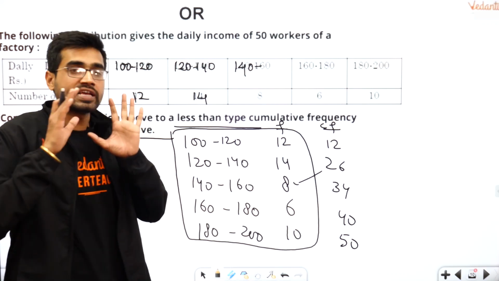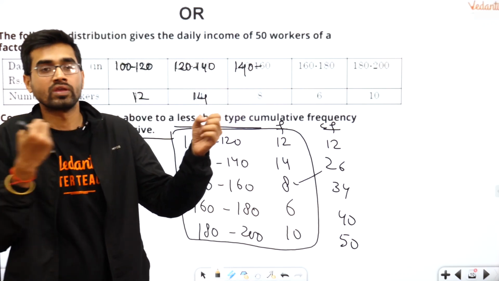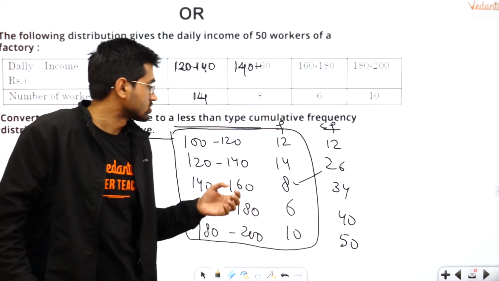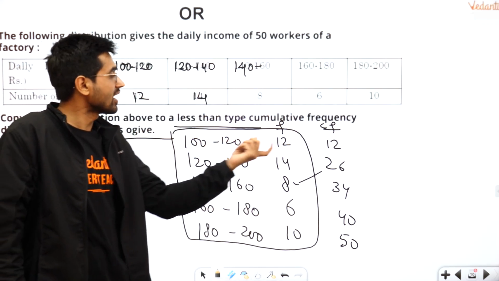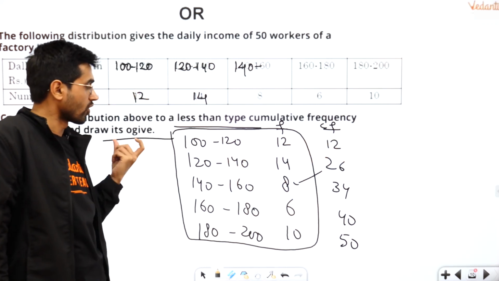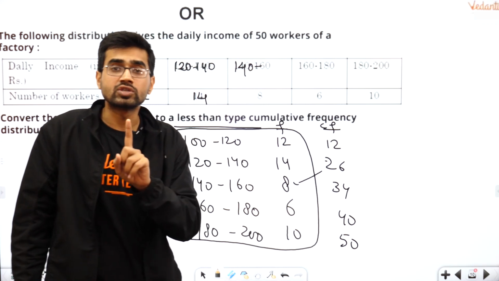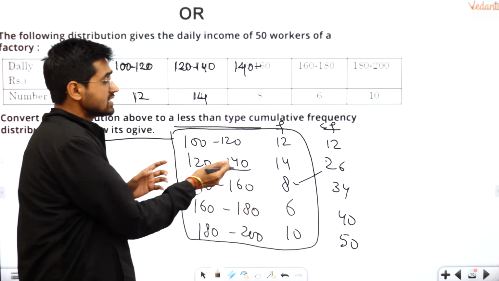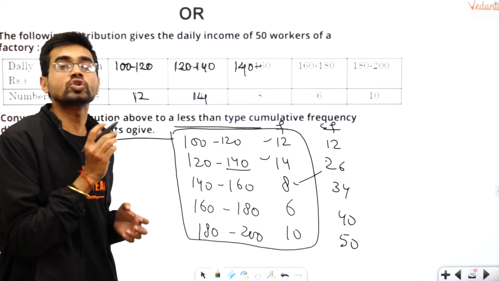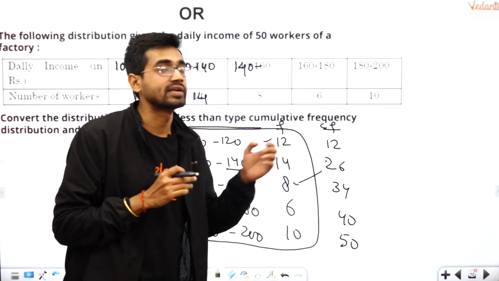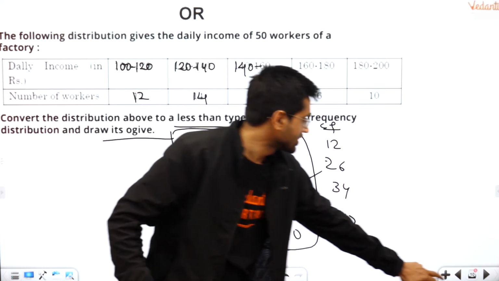Now when you are going for the less than ogive, remember just this thing: you are less than some value. So it should be less than 120, because I want values less than 120. How many values are there? 12. Less than 140, how many values are there? 26. Is it correct? It is. You know why? Because for less than 140, this is also there and this is also there, so you should add it. That's why we have already added it. Now you understand: less than means you are less than something. So you got it.